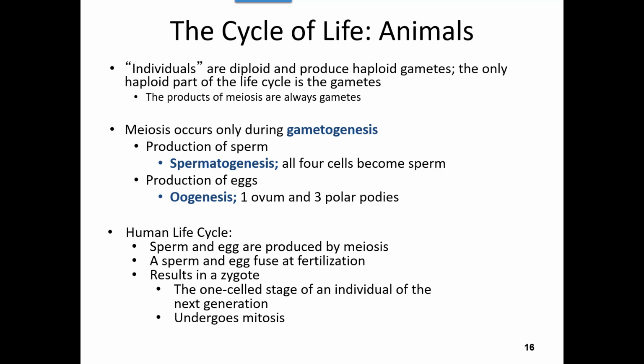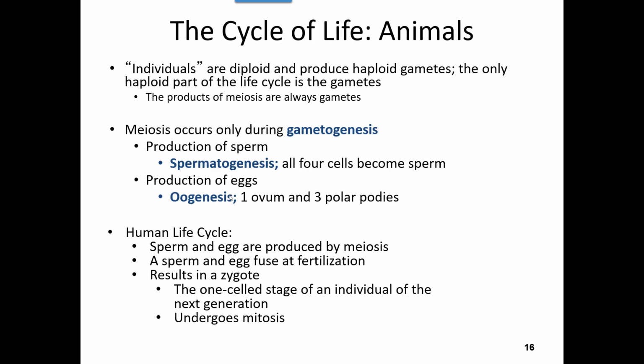So when sperm are made, when you get those 4 final cells at the end of meiosis, all 4 of those become sperm. What's unique though is that with eggs, you still get 4 cells at the end. Only one of them actually becomes a viable egg. So you get 1, it becomes a viable egg, and you get 3 that we call polar bodies.